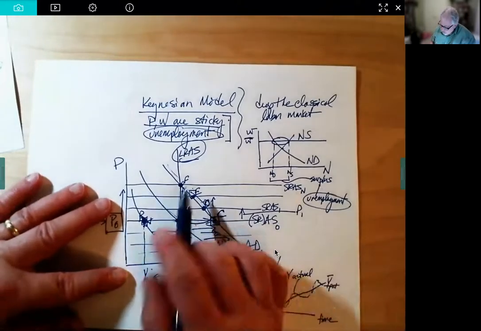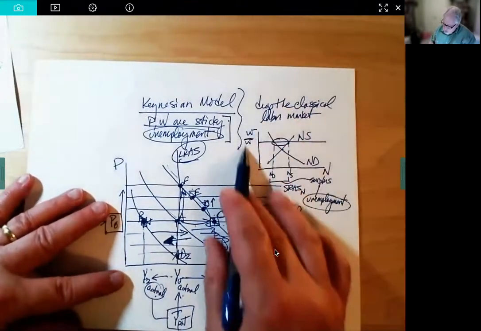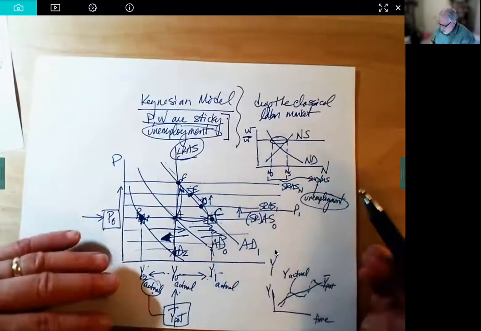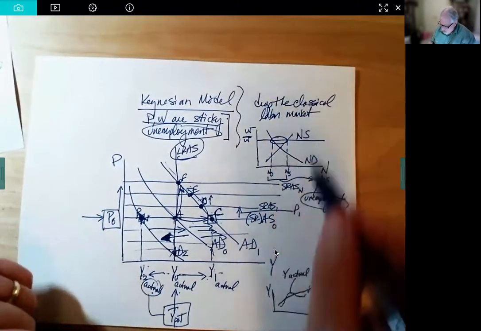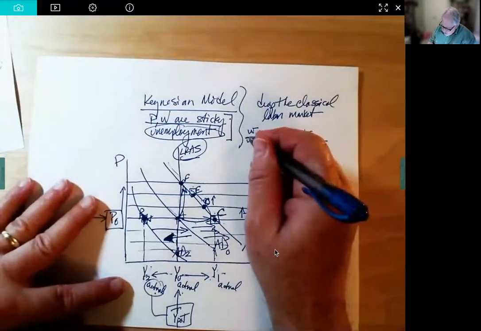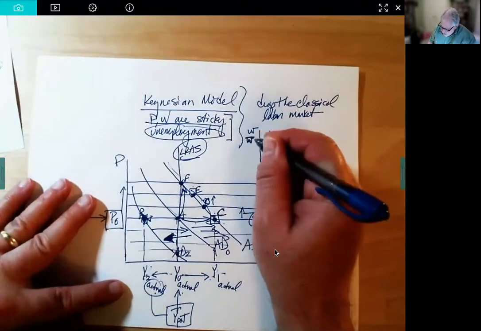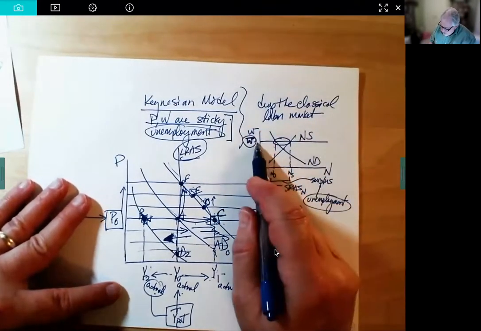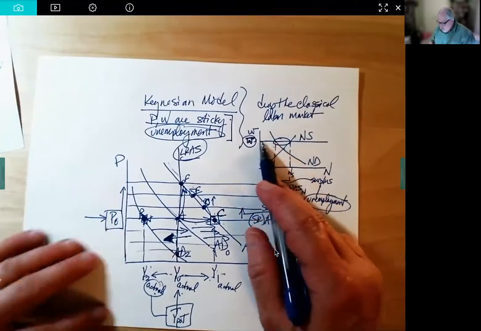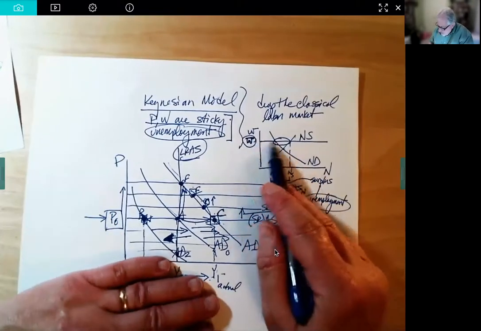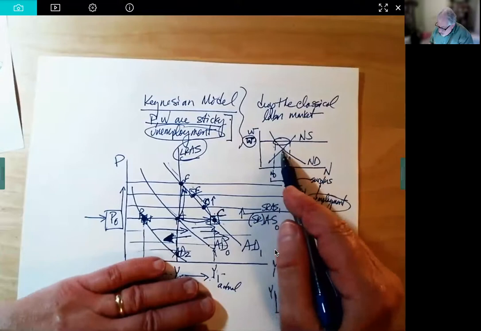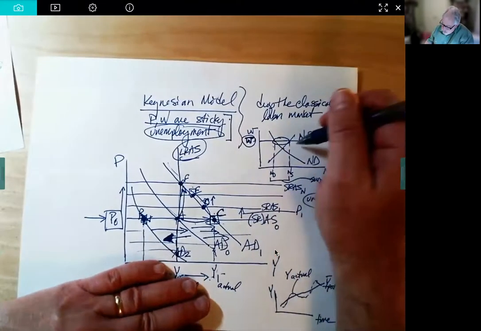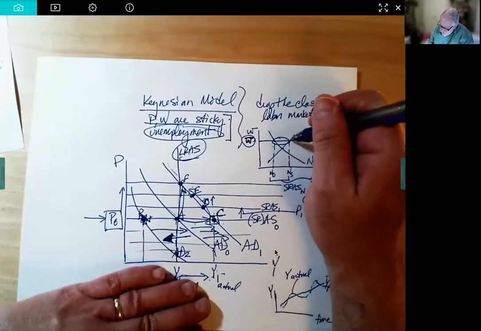So it really is a replacement for the classical labor market, because the assumption there was that real wages adjust to bring about equilibrium. The assumption in the Keynesian model is that nominal wages, therefore real wages, are fixed or sticky. And the argument is that it is fixed and sticky at a level that is higher than the market clearing real wage. Now, there are theories about why that would be.